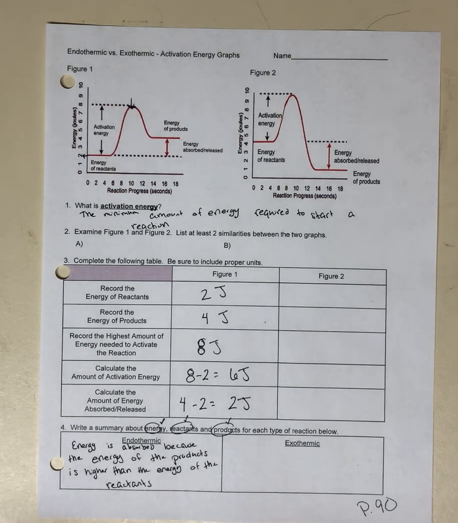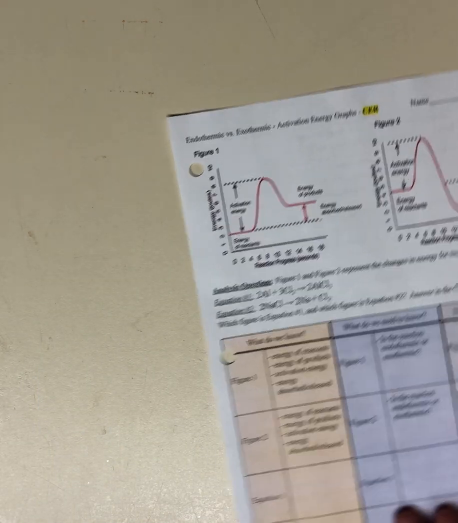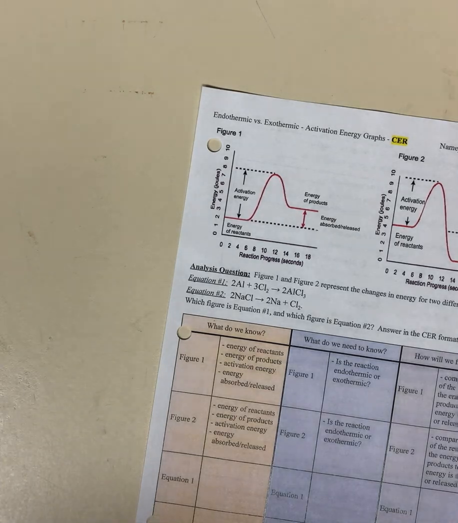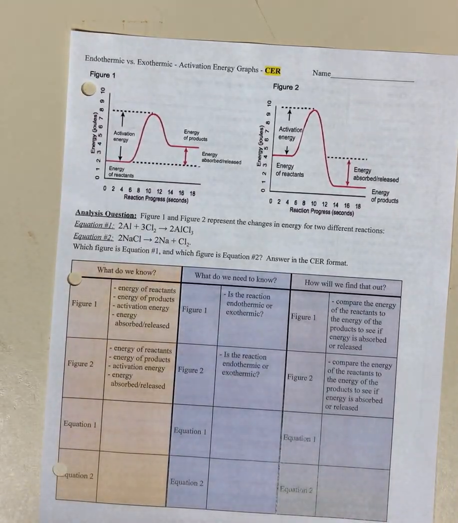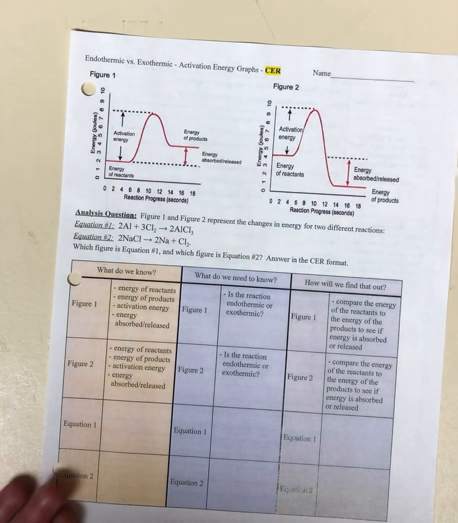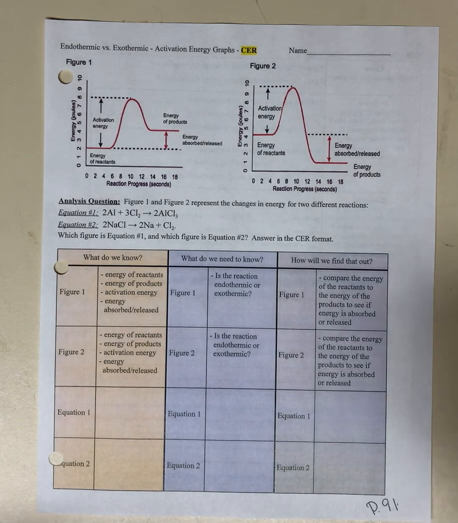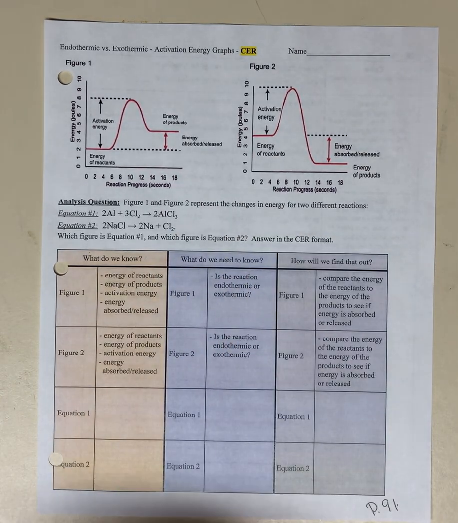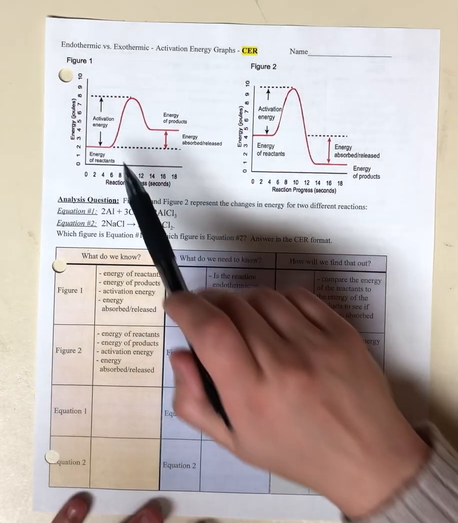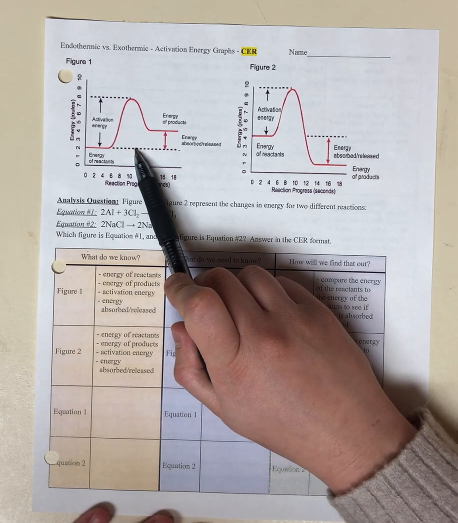Okay, so now you have a CER to write about endothermic and exothermic reactions. So we're going to talk about this. It looks really complicated, it looks like there's a lot going on, but we're pretty much just going to be doing what we did on page 90 and transferring it over into a CER format. So we have our figure 1 and figure 2 that are exactly the same as they are on page 90. So let's look at them. We already determined that figure 1 is endothermic.